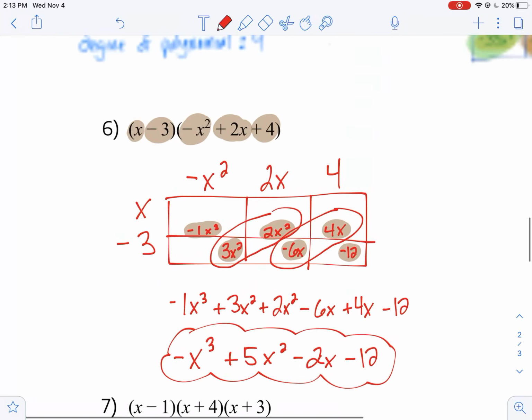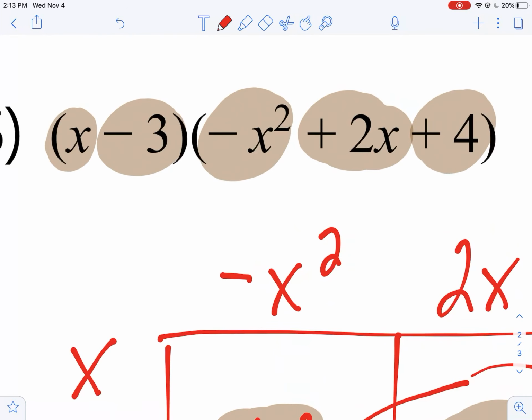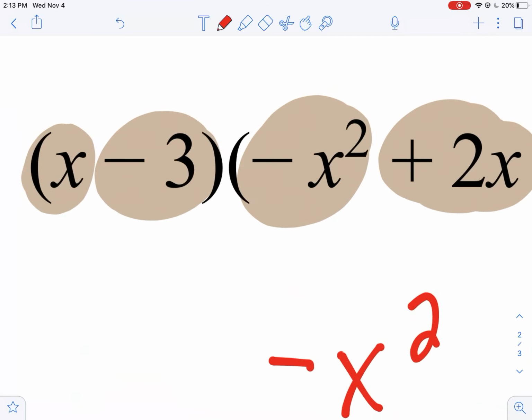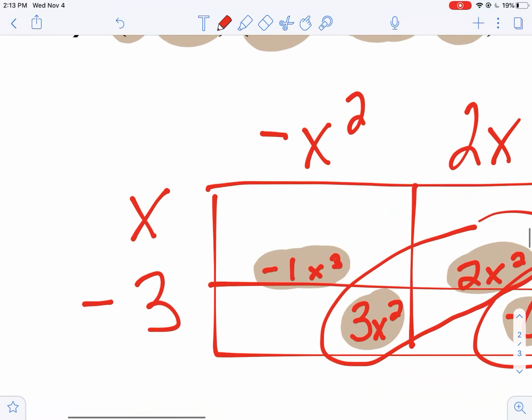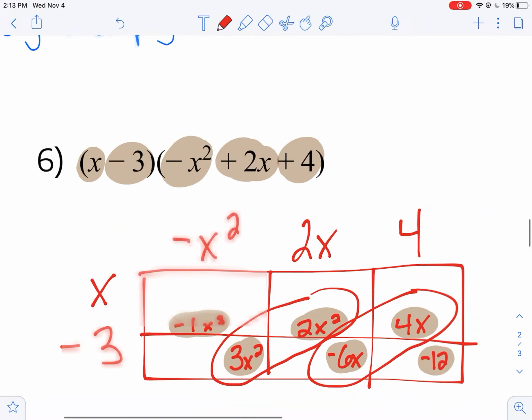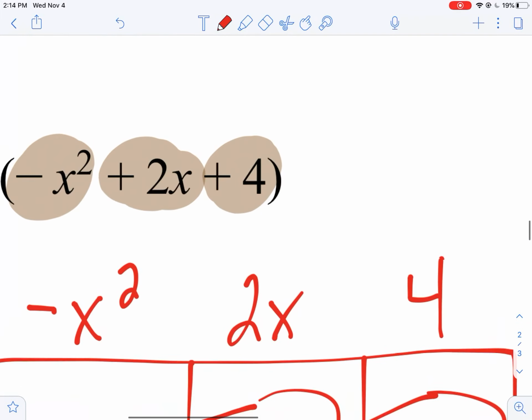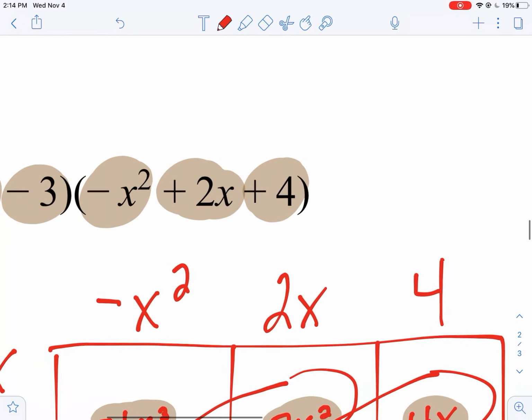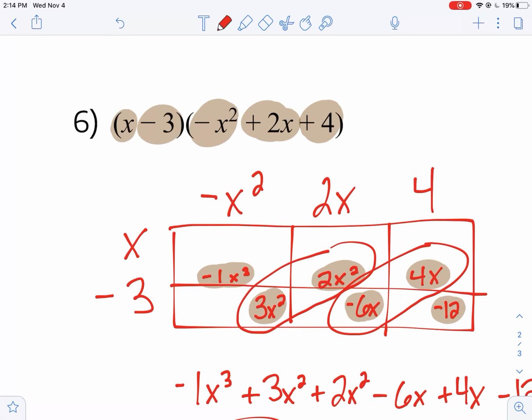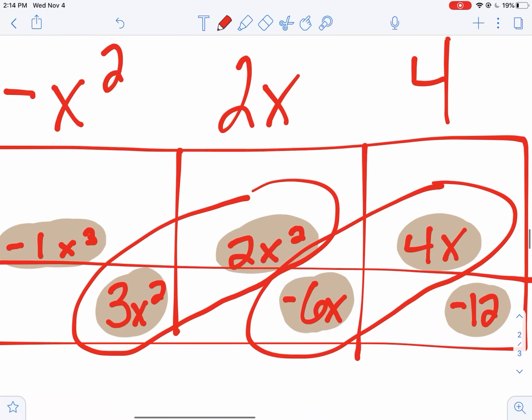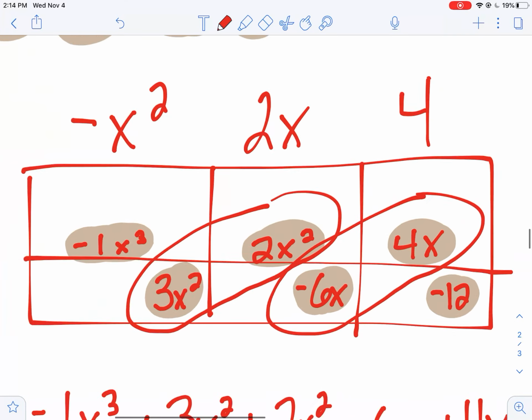So again, what do you do for this method? Deal with each term individually. Start with your first polynomial. Those terms become your column right here. And then your next polynomial, spread out those terms up here. And then you just multiply them out. X times negative x squared, x times 2x, x times 4, negative 3 times negative x squared, negative 3 times 2x, negative 3 times 4. You can recognize the like terms by going diagonally like so.